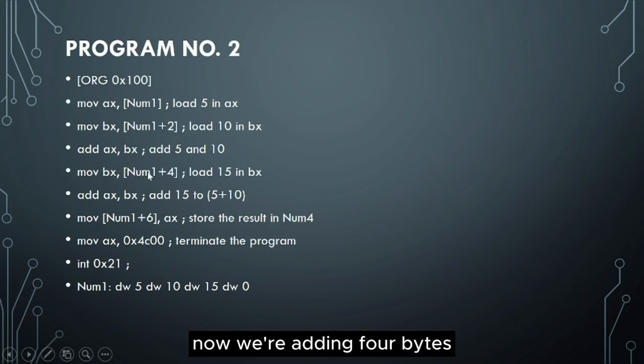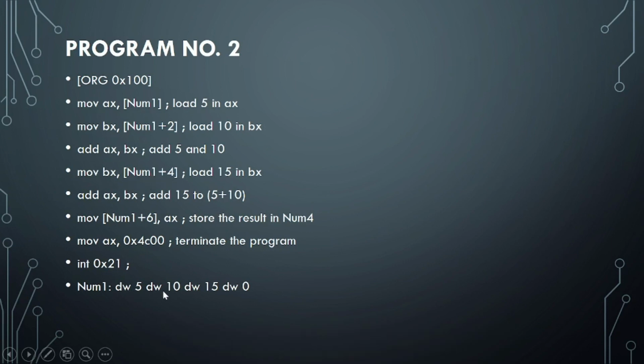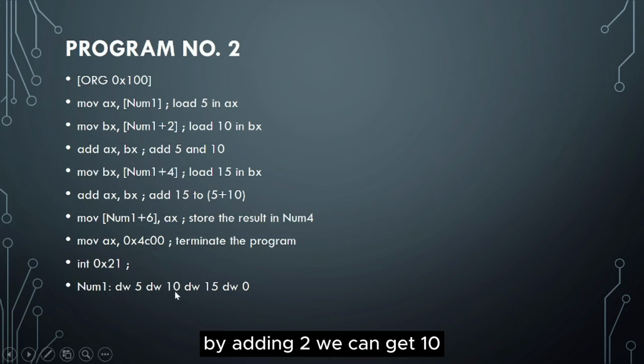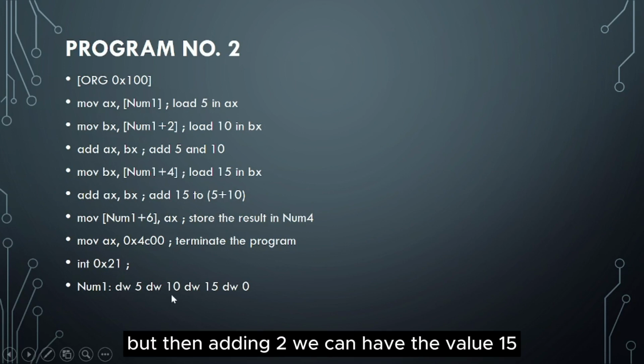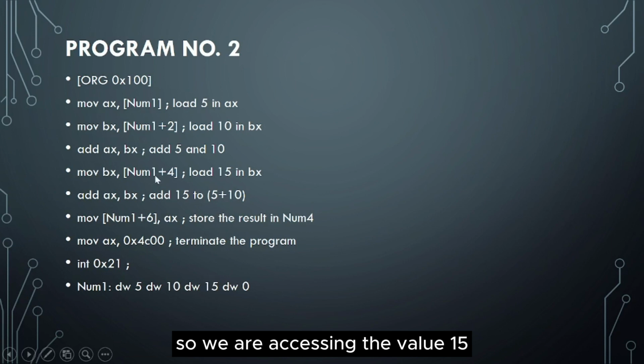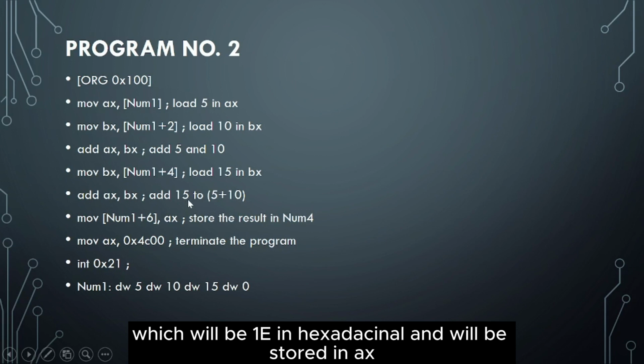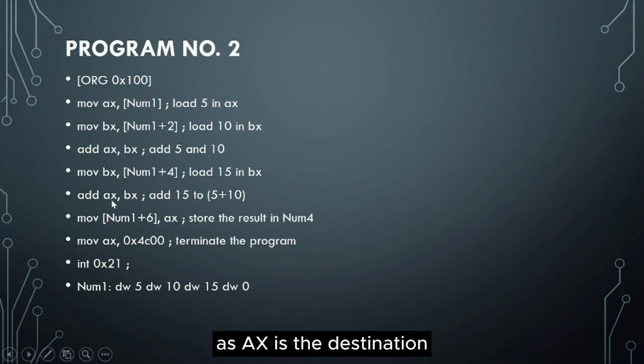Now we are adding 4 bytes. It means by adding 2 we can get 10, and by then adding 2 we can have the value 15. So we are accessing the value 15, so 15 will be moved to BX. Then we have the instruction add AX BX. It means we are adding 15 to 5 plus 10, that is 15, so the result will be 30, which will be 1E in hexadecimal and will be stored in AX, as AX is the destination.